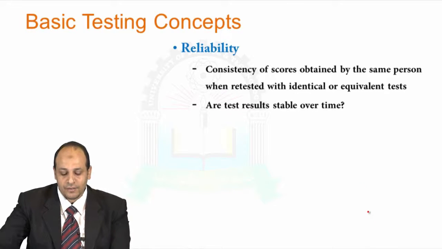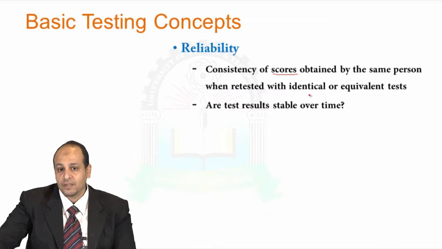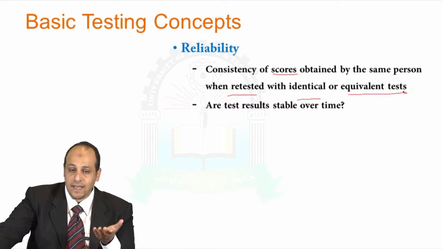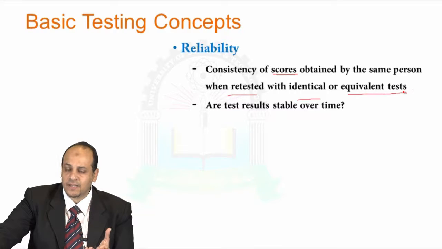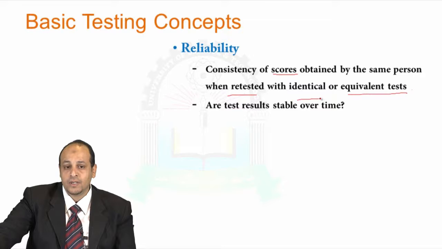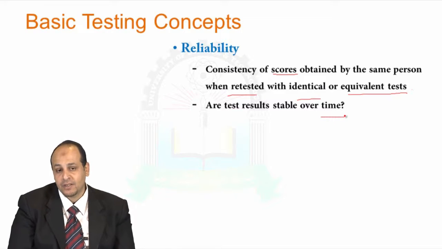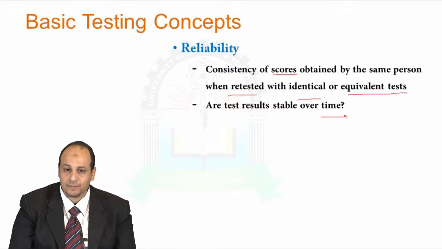So here, reliability is the consistency of scores obtained by the same person when retested with identical or equivalent tests. So I'm using the same test with the same person, but at different times. If we have different results, then that means this kind of test is not accurate in terms of reliability. Are test results stable over time, or do they change? If they change, this is not actually a reliable test.